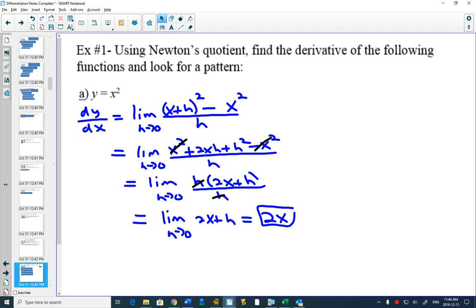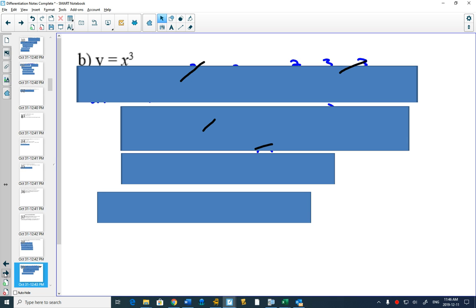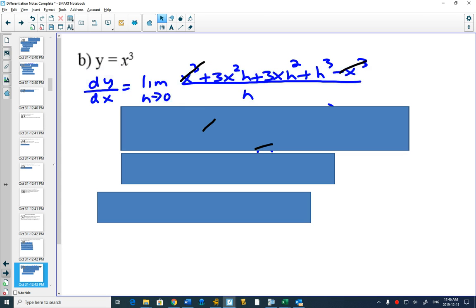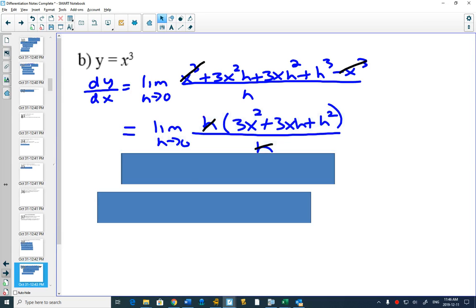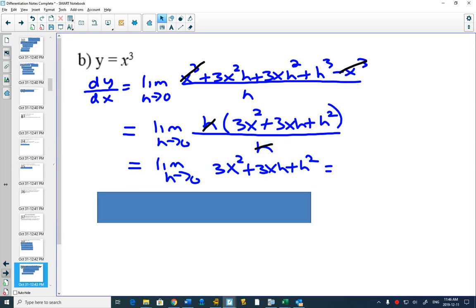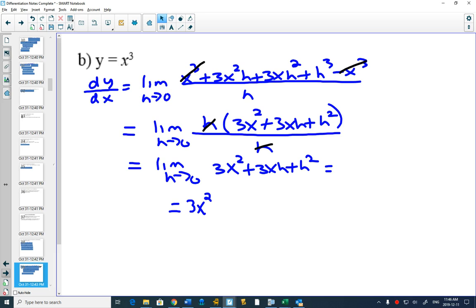Okay? I don't care if you're not done writing it down. You can watch the video later. So we got x cubed. You go to your formula, expand it. We did this one similarly already. Your h's cancel out. You plug in h equals 0, and you get 3x squared. Oh yeah, take pictures.